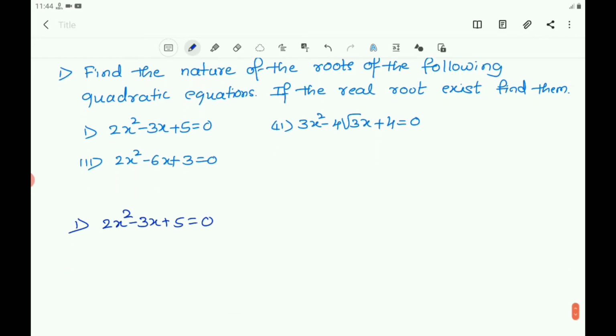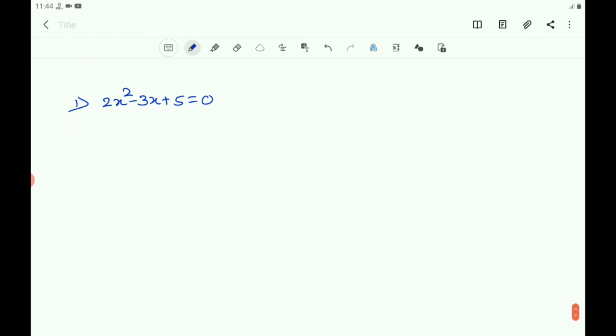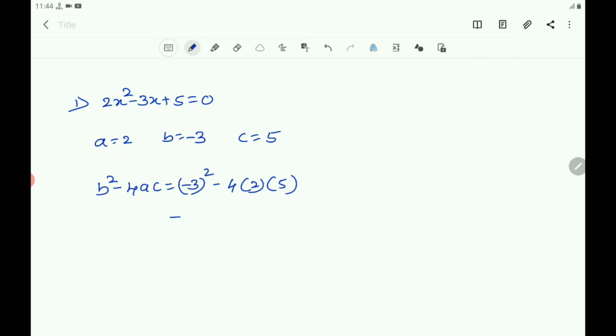Now let us take the first quadratic equation, 2x² − 3x + 5 = 0. Write the values of a, b and c: a = 2, b = −3, c = 5. Then write b² − 4ac and find its value. b² − 4ac is (−3)² − 4 × 2 × 5. (−3)² is 9, minus 4 × 2 is 8, 8 × 5 is 40.